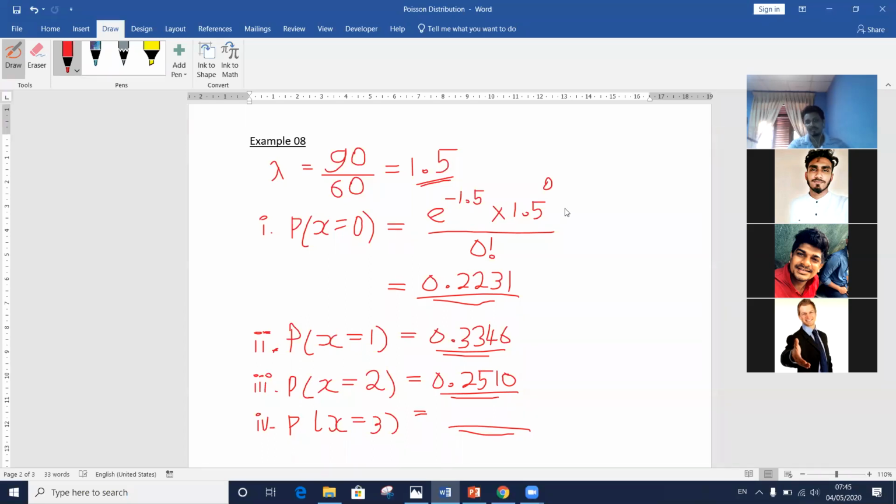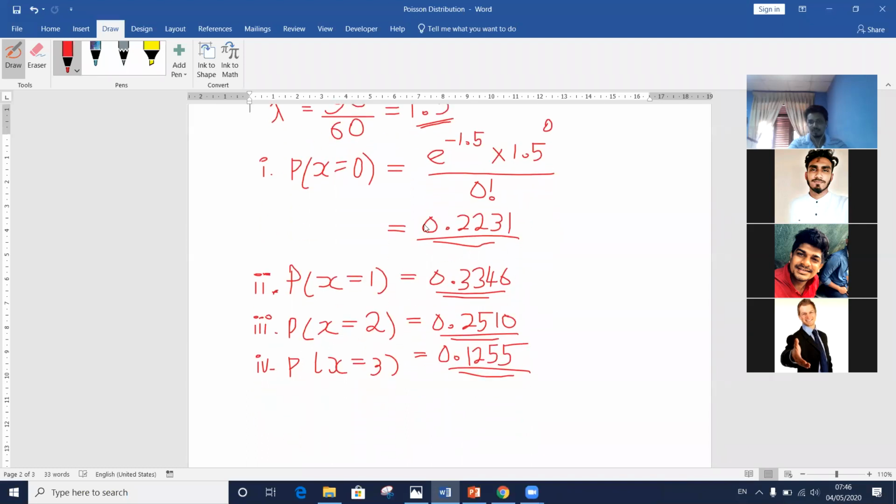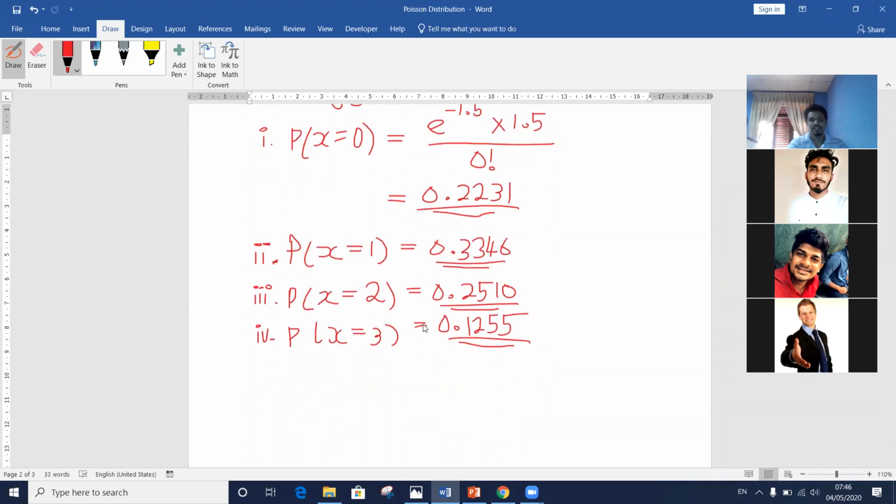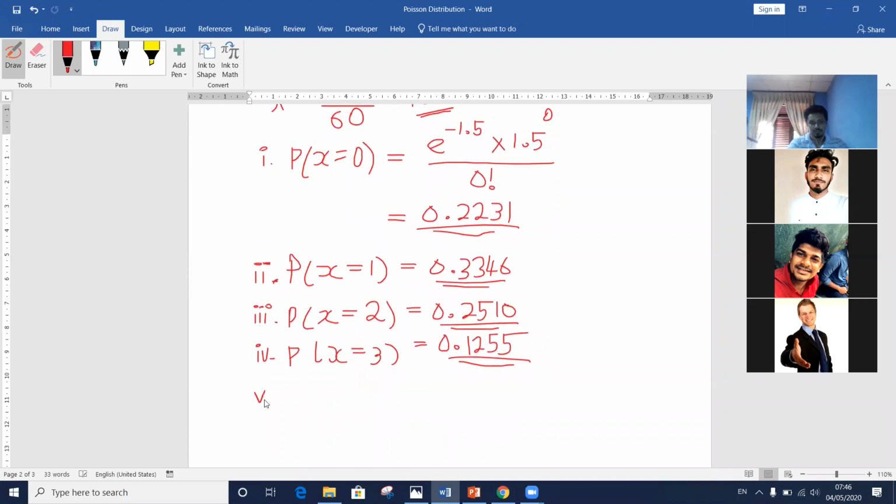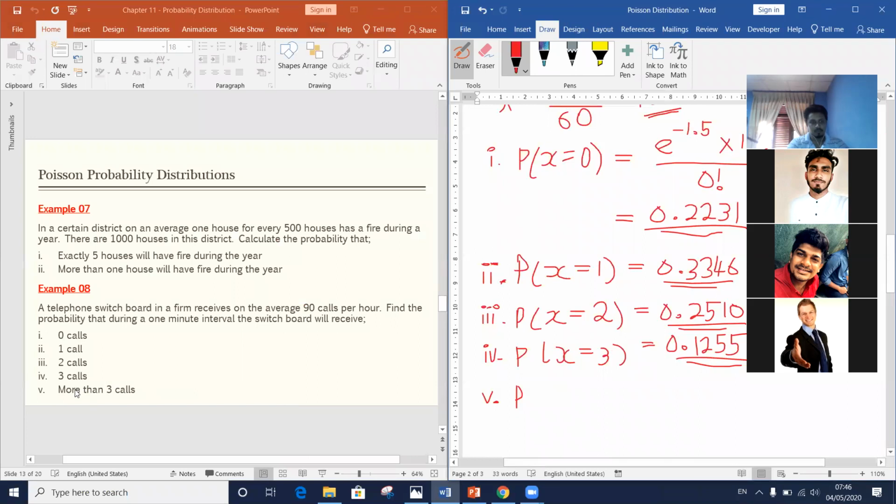Right? 0.1255. Correct. So these should be the answers. I hope you know how to get the values here, right? Right. And part 5. What do we need to find? Probability of what? Getting more than 3 calls per minute.